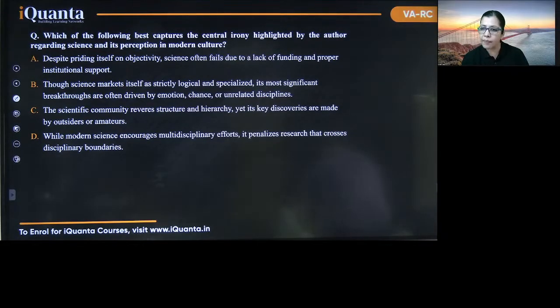If you read all four options, you'll see that none except option B has a stark opposite. What is B saying? Science calls itself logical and specialized, yet its breakthroughs are driven by emotion, chance, unrelated disciplines. So these two are opposite. Now in the rest, the opposite isn't forming. For example, if you go to D, it encourages multidisciplinary work, it penalizes research that crosses disciplinary boundary. Sorry, B and D were close. But B was a better one because obviously that goes with the passage. In A and C, the opposite doesn't fit at all. So for irony, always look for something that is opposite. So B and D, and then since B connects with the passage, B should be your answer over here. So this was doable.